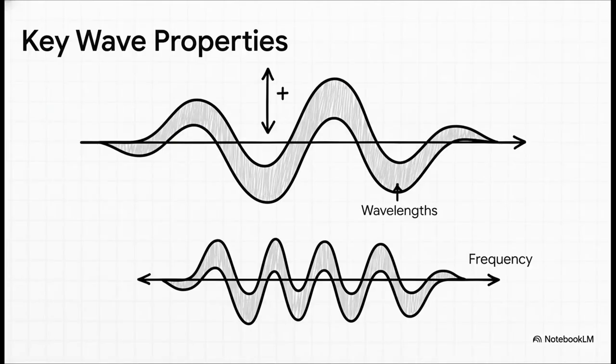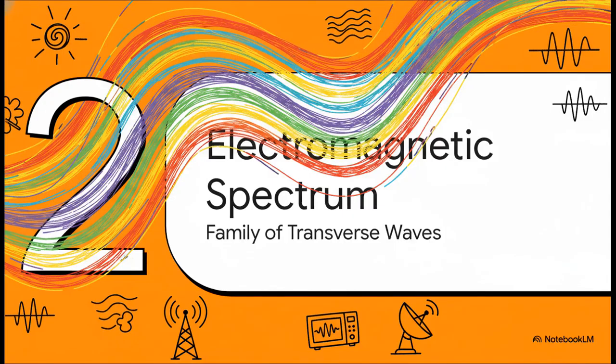So to talk about any kind of wave, we use a few key terms. First is amplitude. That's basically its height, or you can think of it as its intensity. Then there's wavelength, which is just the distance from one peak or crest to the very next one. And finally, you have frequency, which tells you how many of those full waves pass by a certain point every single second.